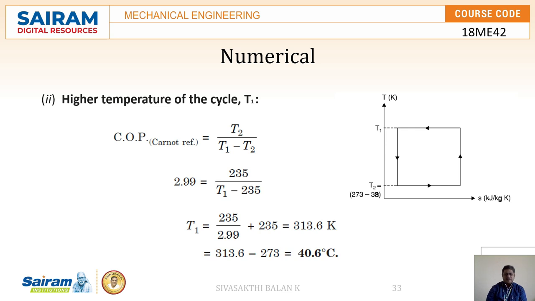Next, they ask us to calculate the high temperature of the cycle, that is T1. We know that the COP of a Carnot refrigerator is the ratio of T2 to T1 minus T2, where T1 minus T2 is the difference between the higher temperature and the lower temperature. In the previous step we calculated the COP of the Carnot refrigerator as 2.99. You just replace that, and the T2 value is given in the problem, that is 235 K. If you substitute all these, the only unknown is T1. We get T1 as 40.6 degree centigrade.